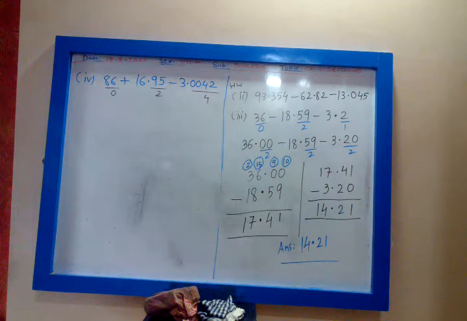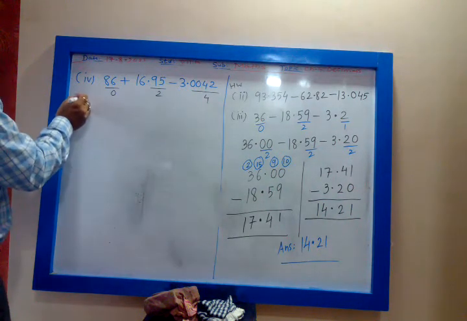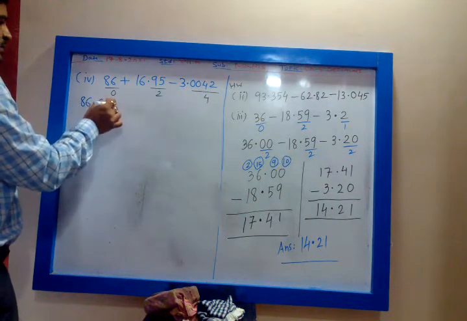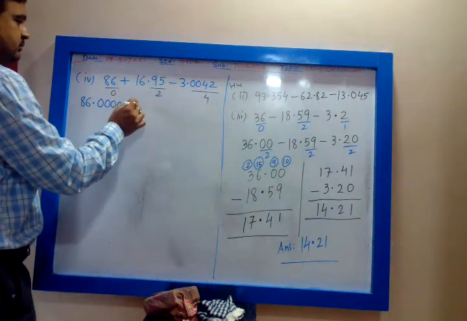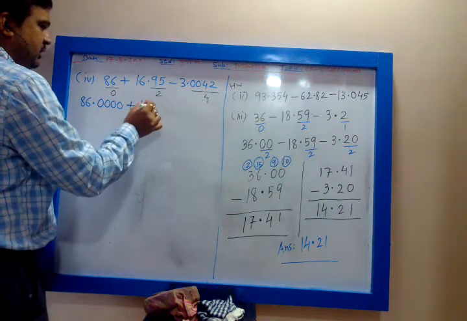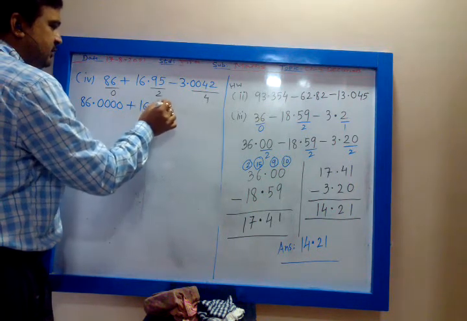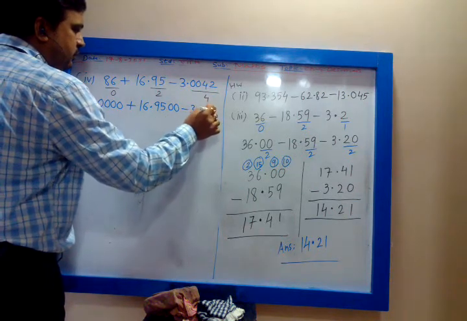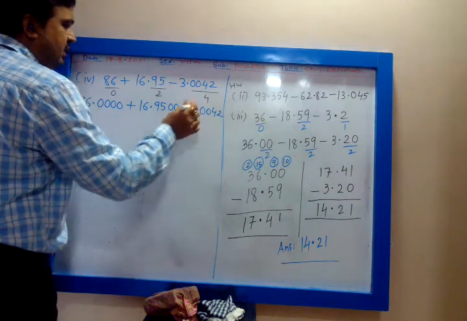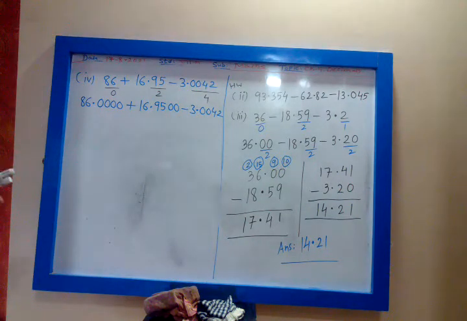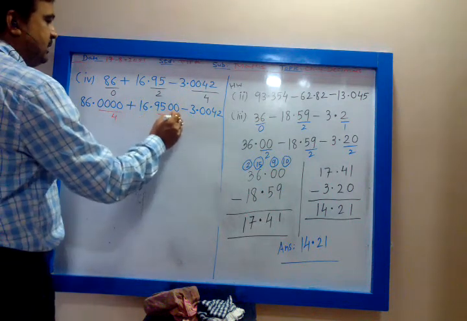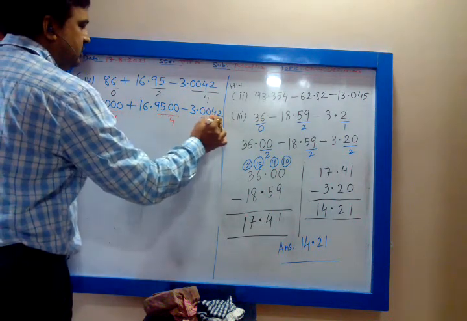And which is the maximum number of decimal places? 4. So 86 we will write as 86 point, with 4 zeros in the decimal places. 16.9500 minus 3.0042. Okay. Now you check whether they have converted into like decimals. Number of decimal places 4, 4, 4. So they are like decimals.